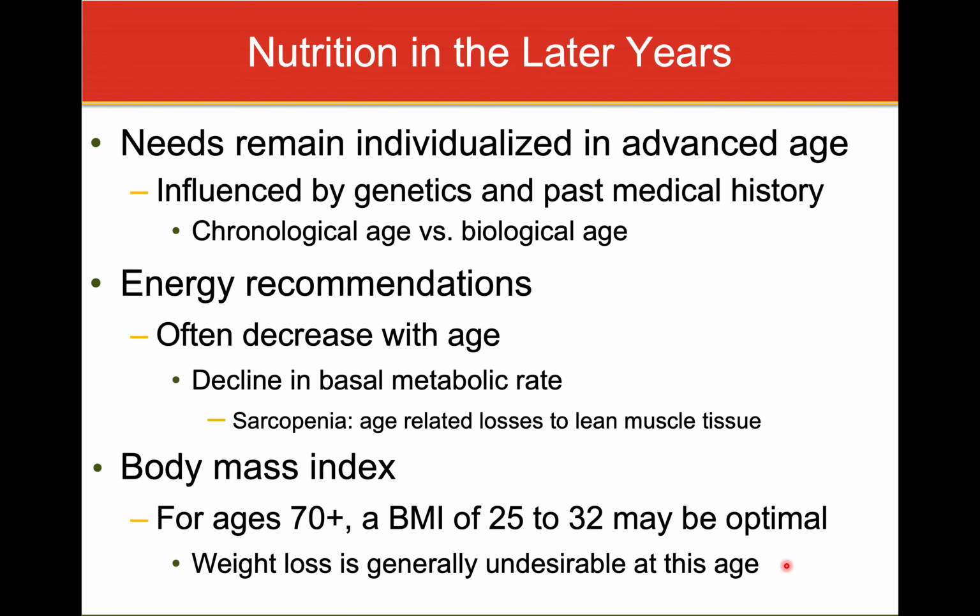In terms of body mass index for the elderly, with ages 70 plus, a BMI of 25 to 32 may actually be optimal and desirable. And so, in this age group, weight loss is generally not recommended.